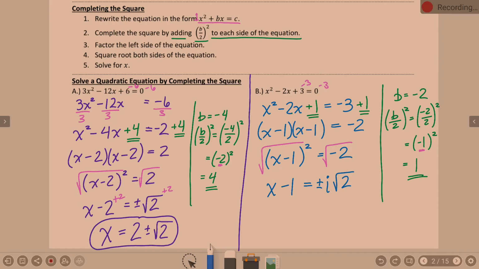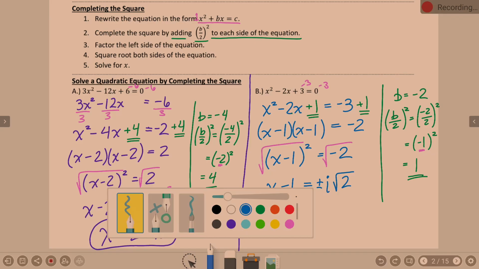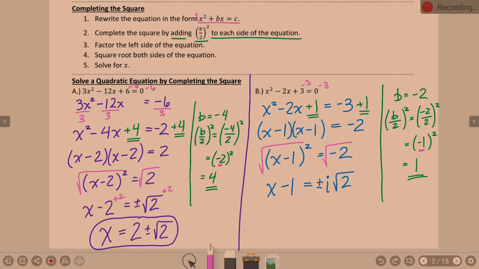And I square rooted both sides. Now we're going to solve for x. If it's x minus 1, I'm going to add 1. X equals, when we add 1, it's going to be what? 1 plus or minus i square root of 2. Again, I keep putting that plus or minus in the middle. Whether it's an i or not, I'm putting that plus or minus in the middle. Okay.